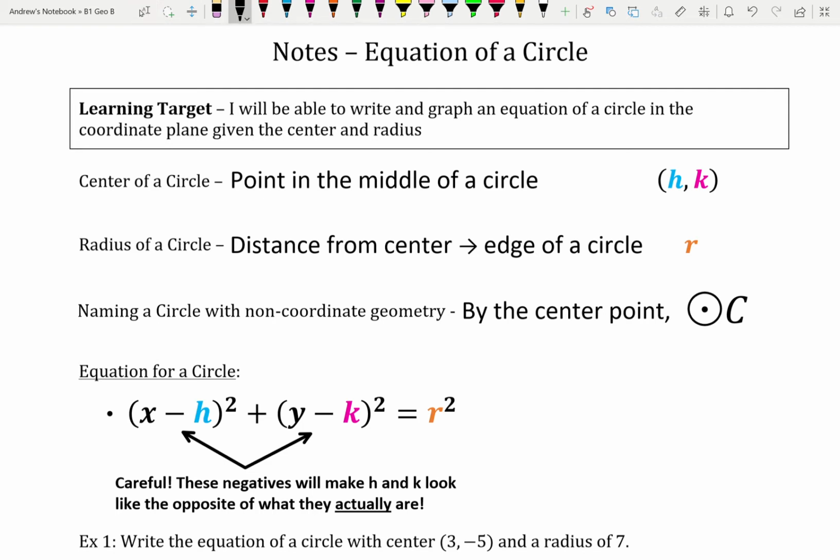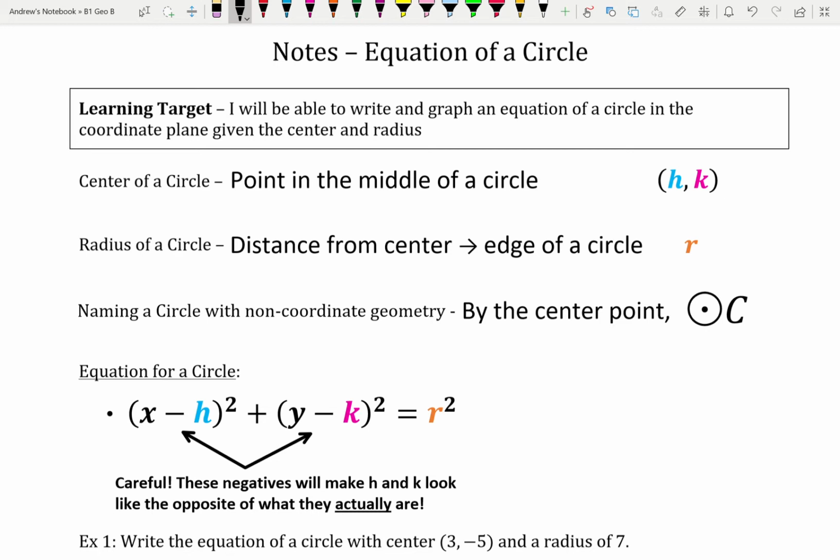Alright, so what we're going to do today is a very brief little bit about circles, and mainly what we're talking about is the equation of a circle. So, we've talked about the center of a circle and the radius of a circle so far, right? The center is just the point that's in the middle. That's literally what center seems to mean. After that, we've got the radius of a circle. It's the distance from the center to the edge of a circle.